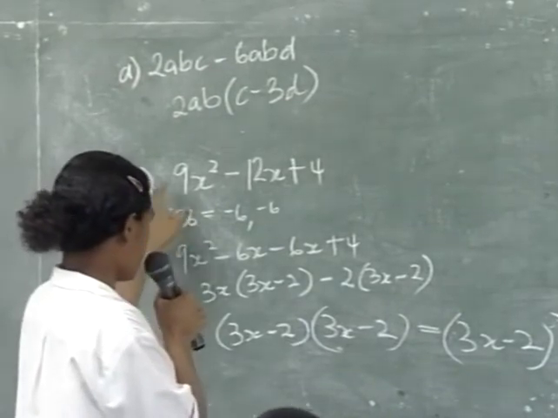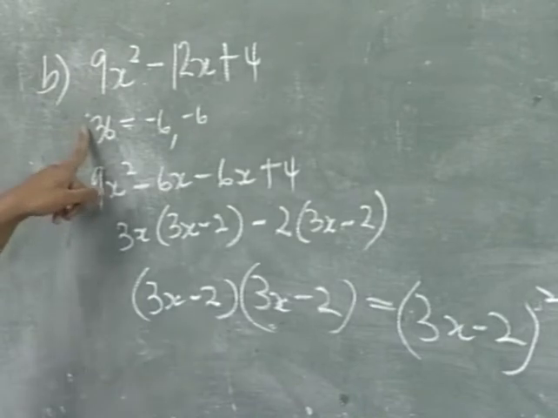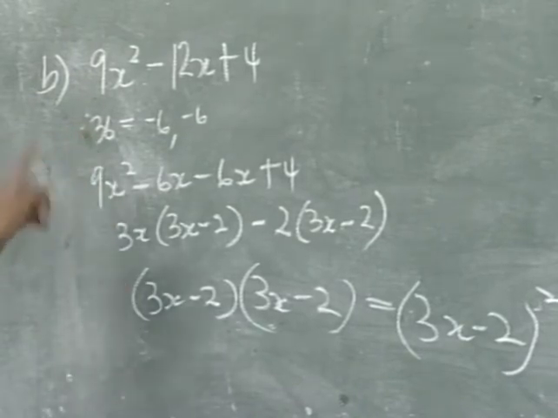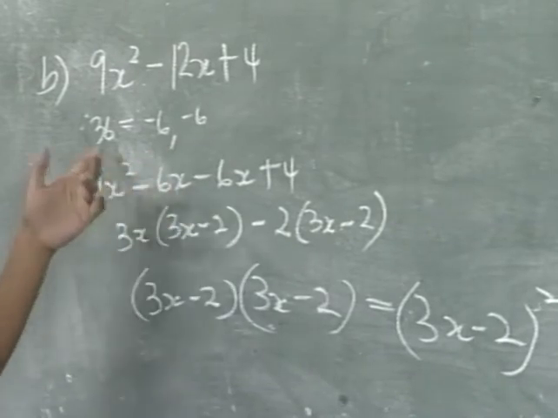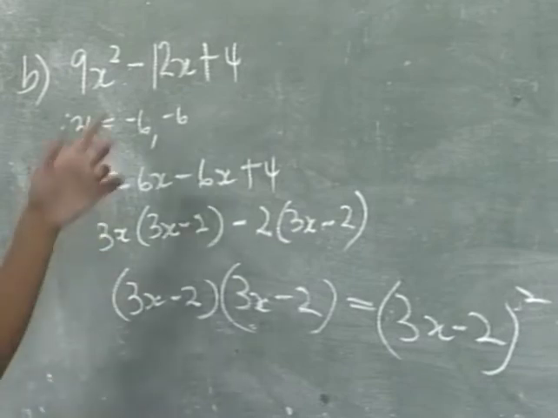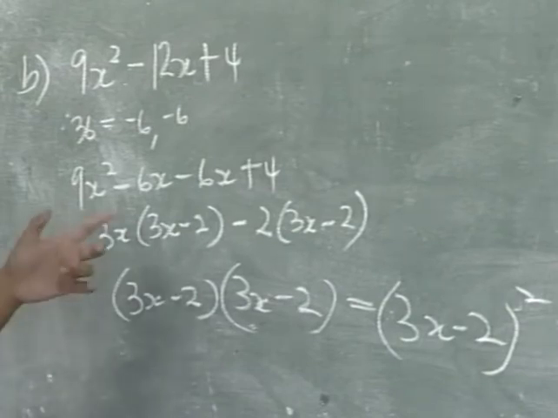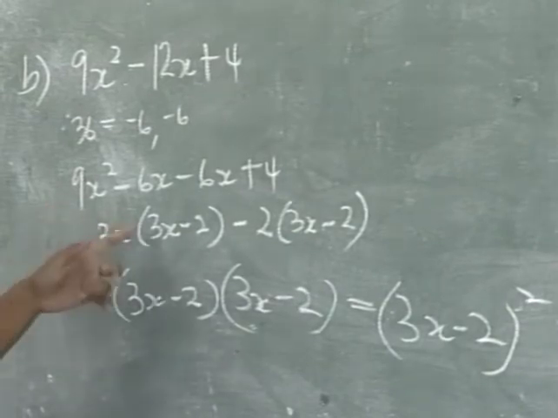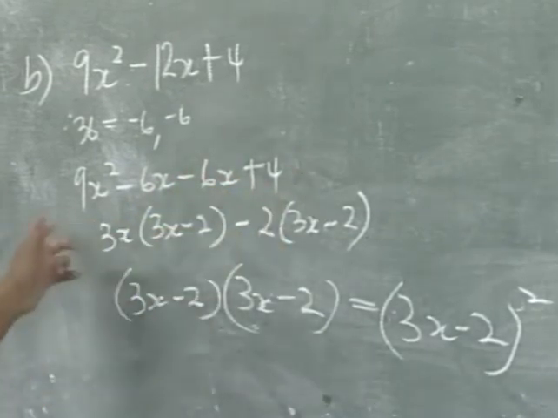First of all, you multiply the first term with the last term. I got 36. And then I found two numbers which multiply to give positive 36 and add to give negative 12. After that, you rewrite the whole expression again: 9x squared minus 6x plus 4.